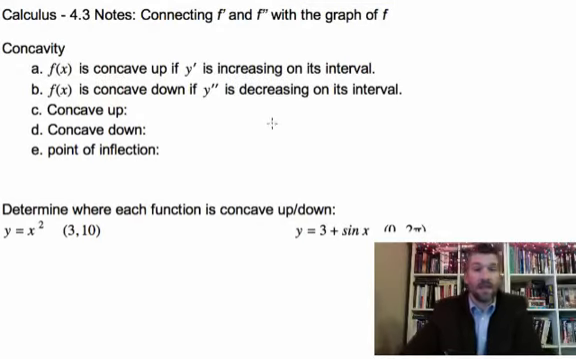All right, concavity, that's going to be tied in with the second derivative. So f of x, our function, is concave up if y prime is increasing on its interval. So y prime has to increase. f of x is concave down if y prime is decreasing on its interval. So this needs to be double prime right here. That's a whoopsie instead of prime.